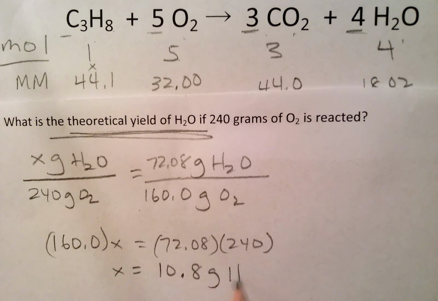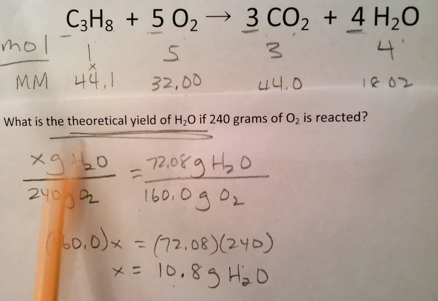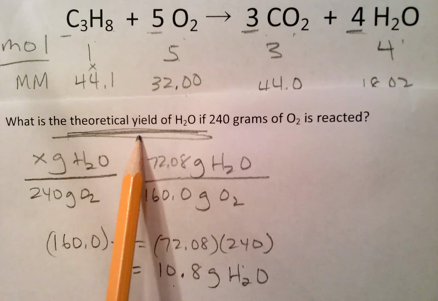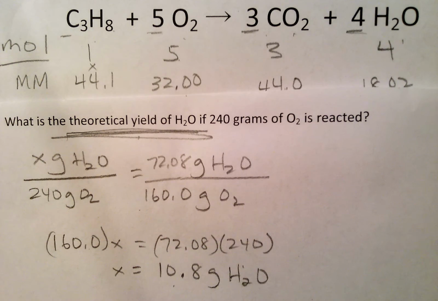Okay, so that's pretty much the method of stoichiometry called the ratio method or the proportional method. And it's a good alternative to the dimensional analysis method.